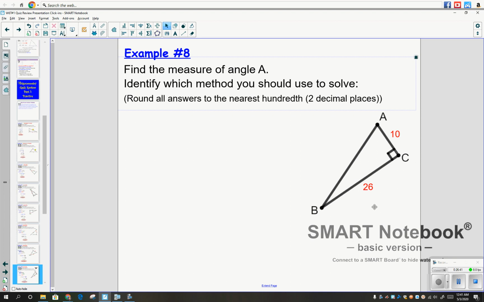Example number 8. Is it a right triangle? Yes. I'm either using Pythagorean theorem or SOHCAHTOA. But they asked me to find the measure of angle A. So Pythagorean theorem is out the window, because I don't use that to find angles. I have to use SOHCAHTOA. So let's ask ourselves our questions. What's the reference angle? I don't know the measure of any of the angles, but which angle do I want to find the measure of? Yeah, angle A. That's my reference angle.